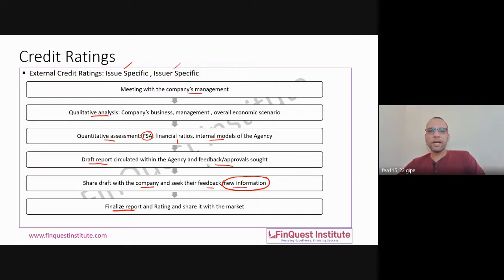So generally, what banks do is they purchase a membership or they purchase a subscription for these rating agencies, and that way they can access the individual ratings, or simply they can download a ratings report and use it for their analysis purposes. So this is how generally an external credit rating is done by a rating agency.